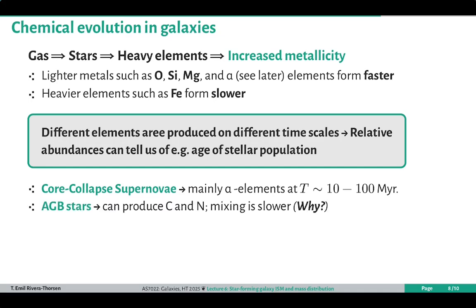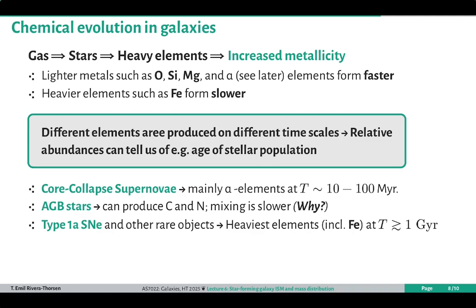At a later point, the so-called AGB stars, asymptotic giant branch stars, will start producing larger amounts of carbon and nitrogen. These elements will also mix into the ISM, but at a much slower rate than the elements that are produced by core collapse supernovae. Why is this? Think a little bit about that, and we will discuss that when we meet in person.